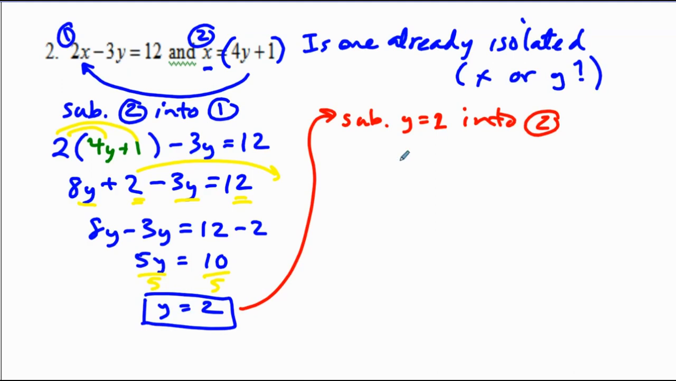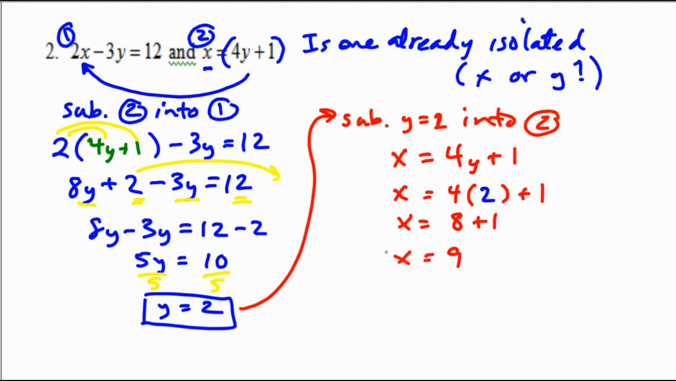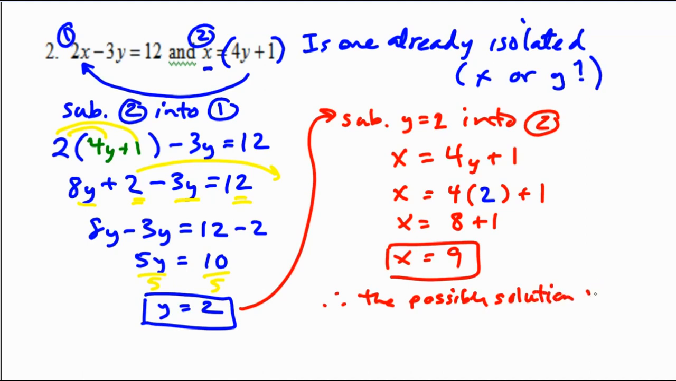Okay, so that is x equals 4y plus 1. X equals 4y. There's our bracket to substitute into. And y was 2. All right, so x equals 8 plus 1 is 9. Okay, so therefore, the possible solution, I'm going to say possible because we're going to check it, is 9 and 2. 9 being the x, 2 being the y.